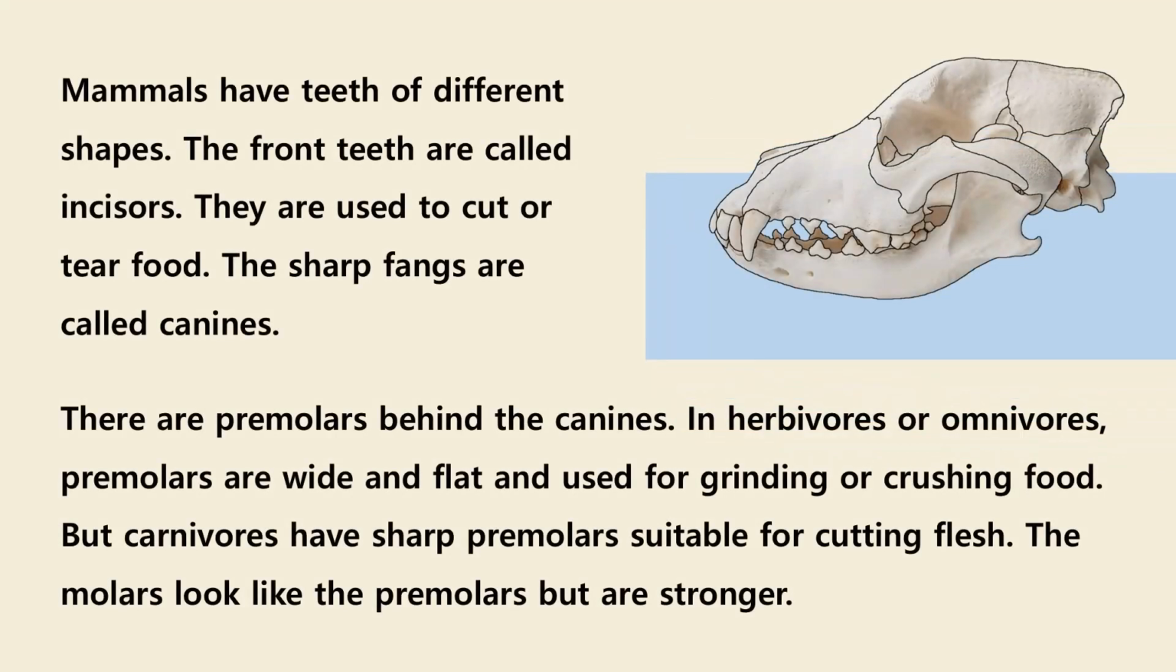Mammals have teeth of different shapes. The front teeth are called incisors. They are used to cut or tear food. The sharp fangs are called canines. There are premolars behind the canines. In herbivores or omnivores, premolars are wide and flat and used for grinding or crushing food. But carnivores have sharp premolars suitable for cutting flesh. The molars look like the premolars but are stronger.